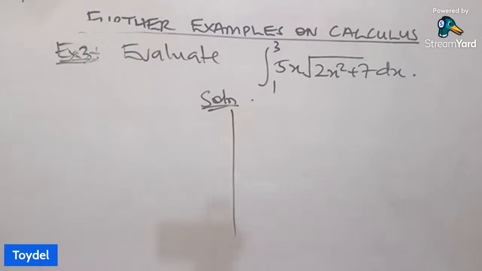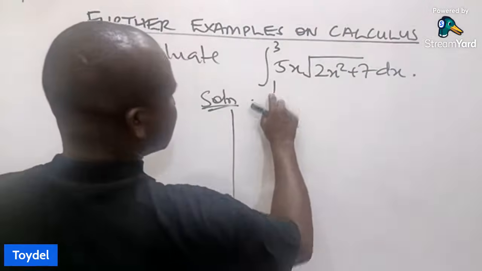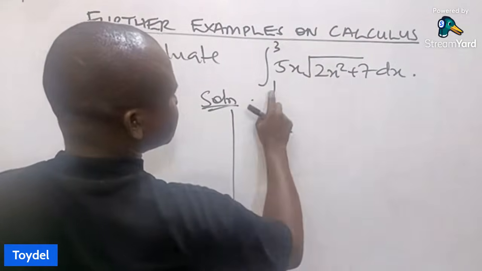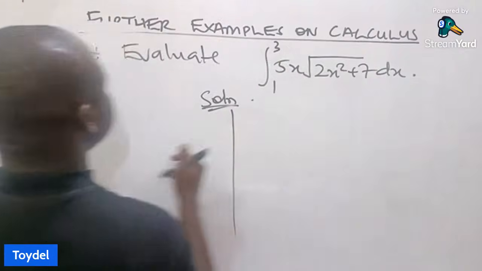Of course, what we have on the board, we are going to apply integration by substitution to be able to solve it. And by implication, the 1 and 3 here are values of x. This is the lower bound and this is the upper bound. So how do we solve this?